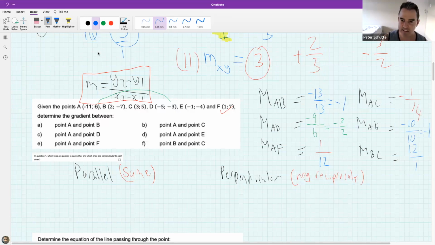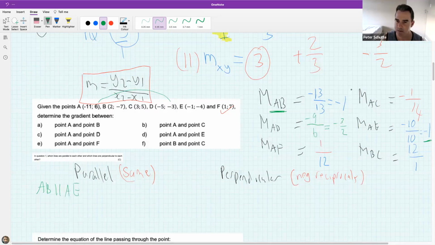Okay, now let us look at all our gradients and find ones that are parallel. I think the first one that I spot that's parallel is AB and AE. So AB is parallel to AE because they both have gradients of -1. Are there any other ones that are parallel? Can anybody spot anybody else that's parallel? Nope, I can't see anything else that's parallel.